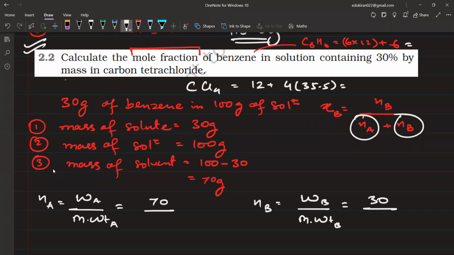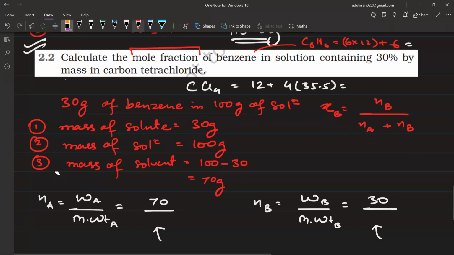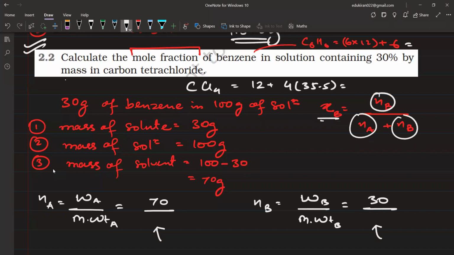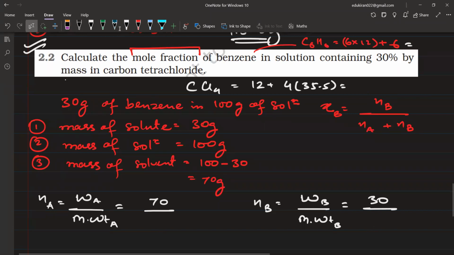ठीक है, so calculate the molecular weight, then you will plug in the values here for solvent, that is carbon tetrachloride, and here for the solute, that is benzene. Once you get the number of moles of A and number of moles of B, you are going to plug in the values here, here, and here to get the mole fraction. I hope it is clear. Please start calculating things. If you are stuck, please let me know. It's clear, right? All of you? Please tell me, Iram. Yes, sir.